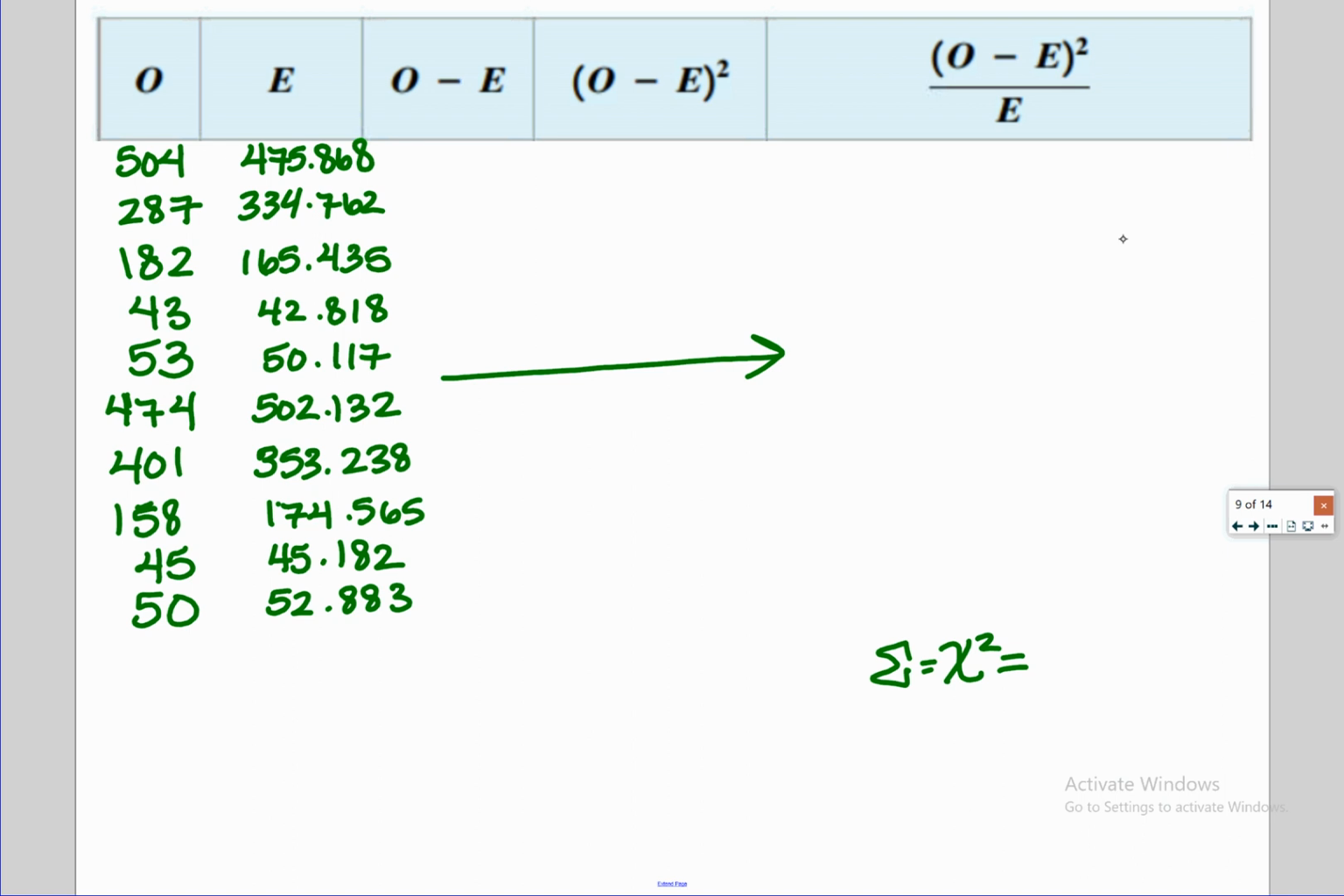Okay, so for the first one, I would do 504 minus 475.868, square it, and divide by 475.868. And I would get 1.663 for that first value. And then you just do it 9 more times.